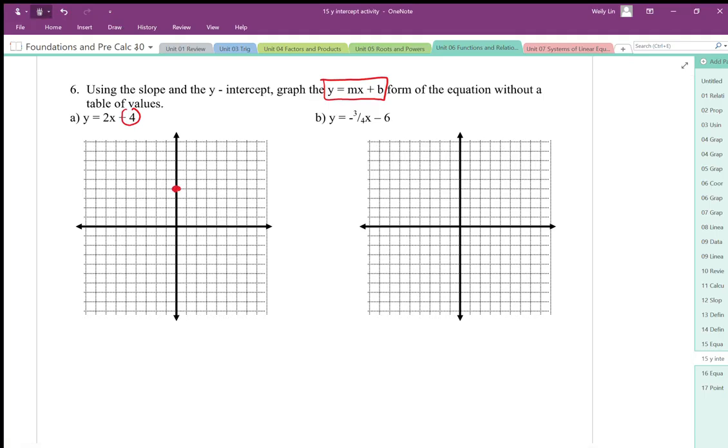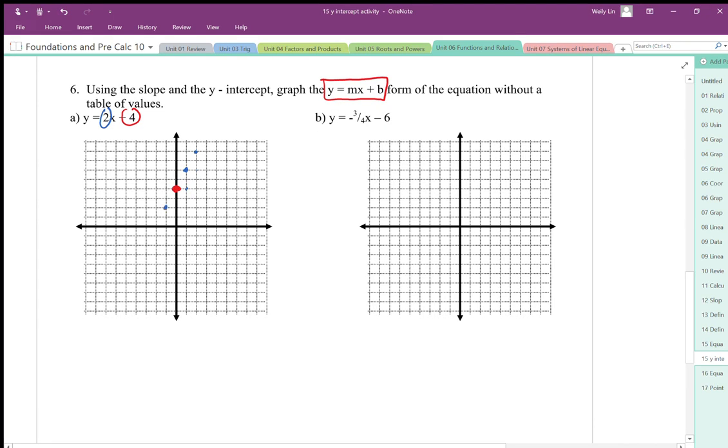And I can use the slope of 2 to then get another point. So I can go 1 over, 2 up, 1 over, 2 up. And this allows me to find points that give me the slope pattern. I can go 2 down, 1 back, okay, and that allows me to then get the angle of the line.